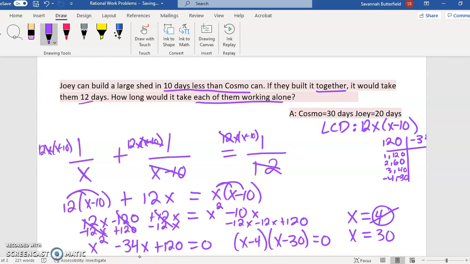So we're going to use 30, because x could equal 30. It could take Cosmo 30 days, and then x minus 10 would be 20 days. And both of those are realistic, logical answers for building a shed. Versus if we used 4, if it took Cosmo 4 days, x minus 10, it would take Joey negative 6 days. That's not possible in real life. So this one is extraneous, purely out of the restraints of actual time.